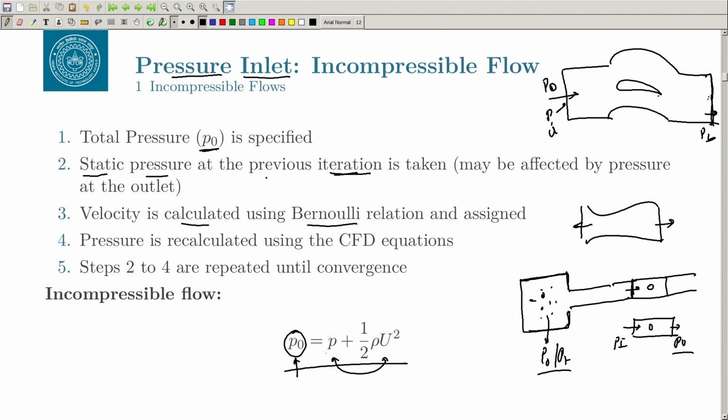Velocity is calculated using the Bernoulli relation, which is given here. So, if you know the P naught, and P is taken from your last iteration, you get the velocity u, and it keeps on being recalculated using the CFD equations, and this will be repeated. Your total pressure is fixed, but steps 2 to 4 will be repeated. So, this way, as your iteration goes towards convergence, you will get the static pressure which you expect at the inlet. So, this is the typical pressure inlet condition for the incompressible flow.